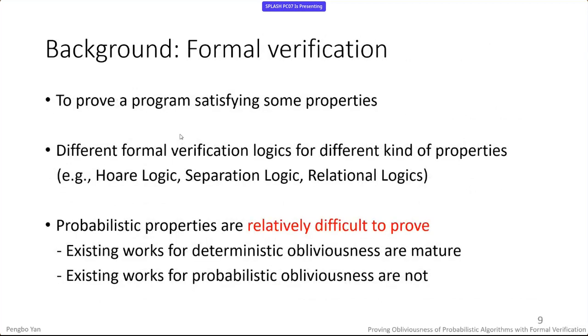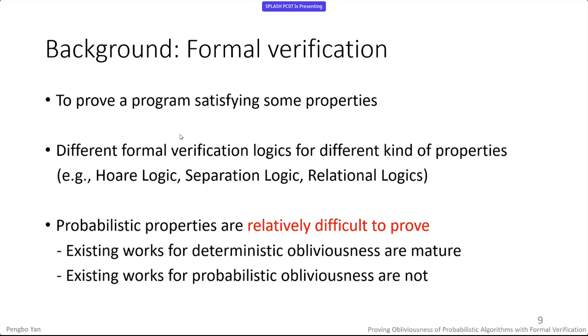So given those definitions, we want some techniques to verify, to prove our programs satisfy the definition of obliviousness. Formal verification is such a tool to prove a program satisfies some properties. There are many different formal verification logics for proving different kinds of properties. For example, there are Hoare logics for proving the variable's value, separation logics for proving memory safety, and relational logics for proving information flow security.